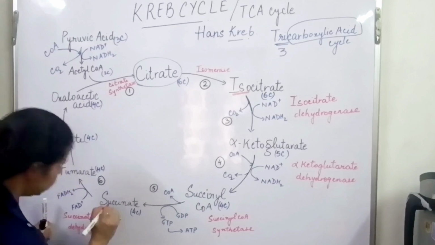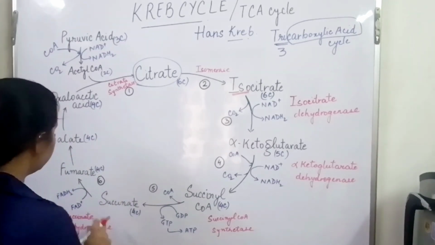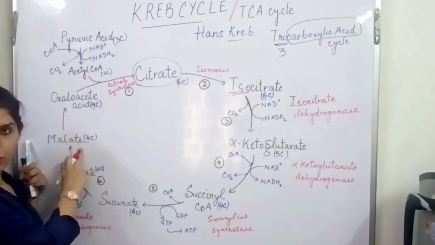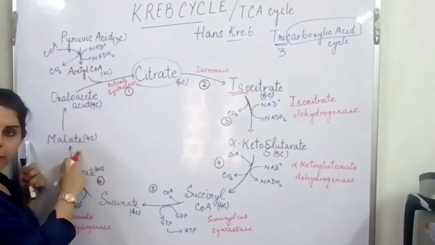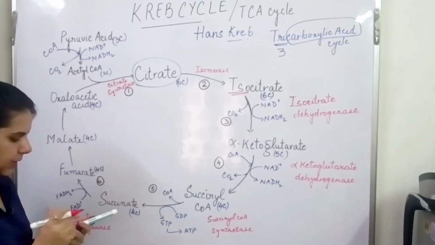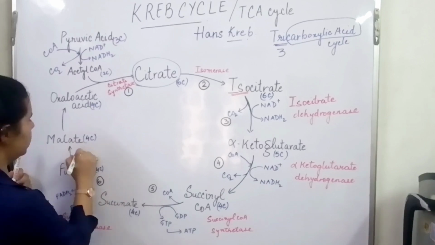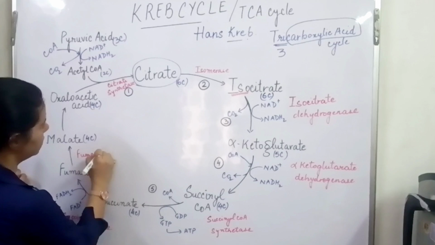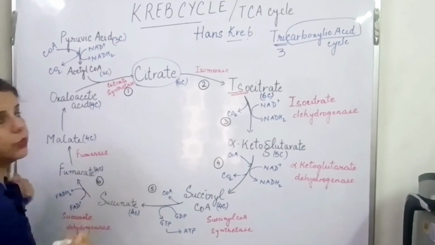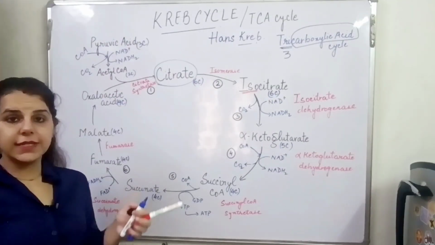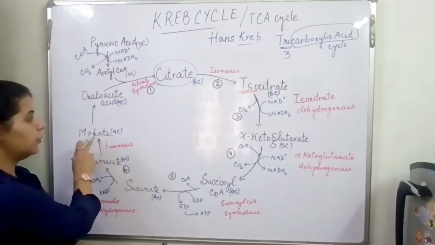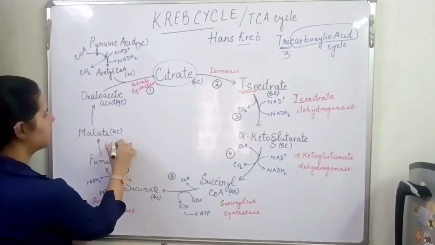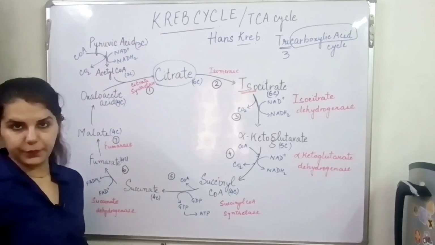This is our enzyme, succinate dehydrogenase. Then from fumarate, malate is formed. This is also a 4-carbon compound, and the enzyme used here is fumarase. I will write over here. The enzyme used over here is fumarase. Now this step, when fumarate is being converted into malate, is reaction number 7.